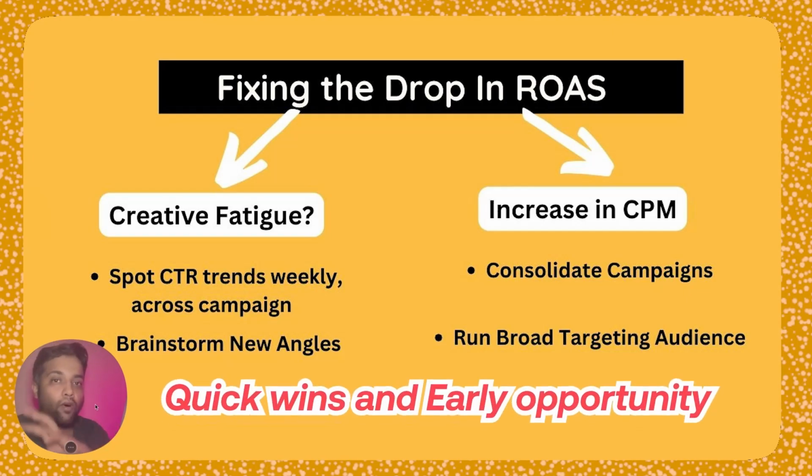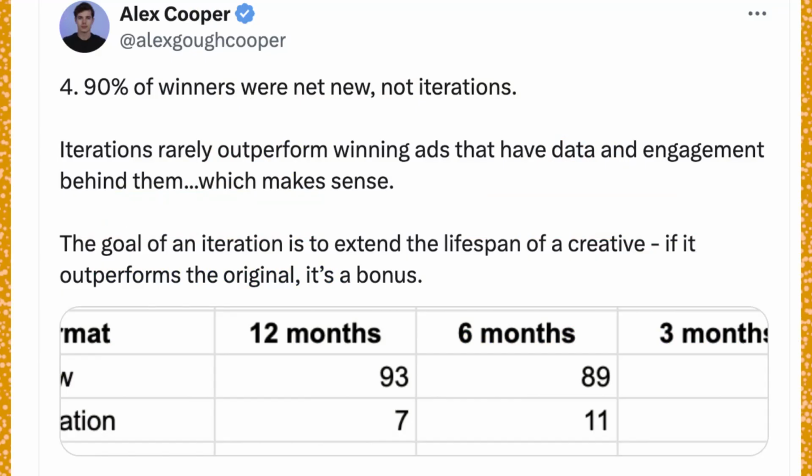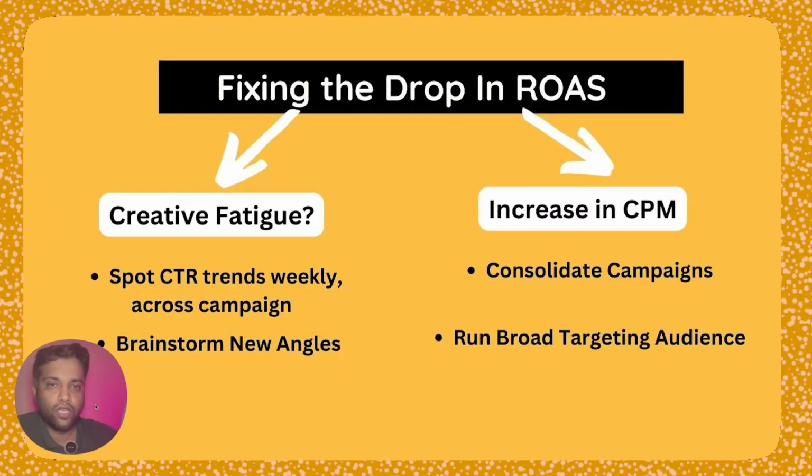Number 1, look for quick wins, early opportunities. Look for what your top performers are, try to create variants of that, right? I would not spend a lot of time there because iterations are scalable for a week or two but not super sustainable, right? The performance very quickly deteriorates with iterations, right? So create iterations but only focus 20% of your energy there, right?